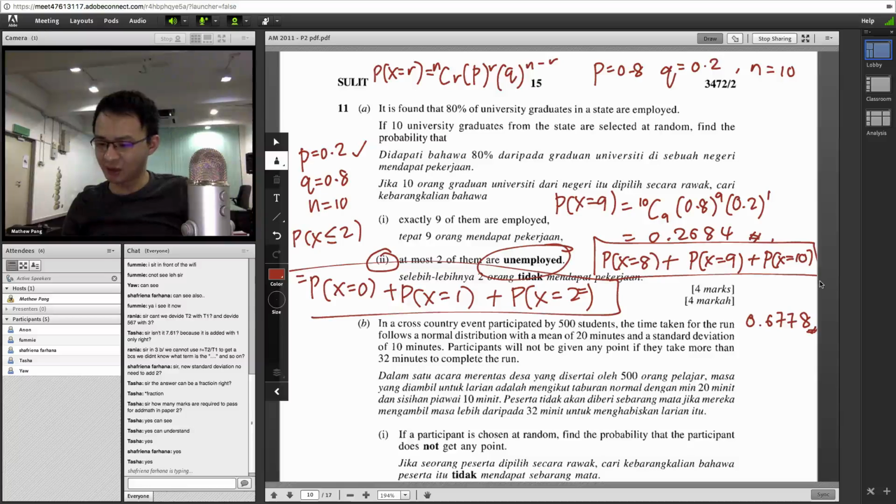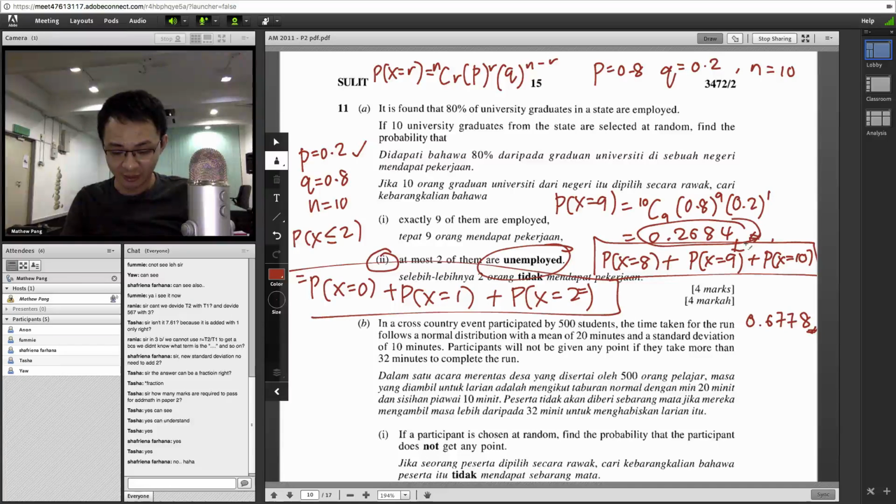Yeah, I think you should be able to do it. Actually, it's exactly the same as the 9 here. The 9 you don't need to redo again, you just take it down. So for the 8, you just change it to something like 10C8, 0.8 to the power of 8, and 0.2 to the power of 2. And then for 10, it is just 10C10, 0.8 to the power of 10, 0.2 to the power of 0. Then you just use your calculator and you should be able to easily get the answer. So I'm not going to do it, okay?